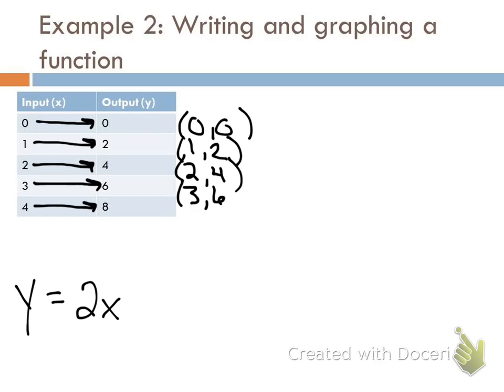3, 6, and then 4, 8. Okay? So you don't necessarily have to write down those ordered pairs because you can just assume, since you have x and y, that that's what it is. But we are now going to go over to a graph and we're going to graph it. Okay? So go ahead and draw the grid for another graph just like you just did for example 1.